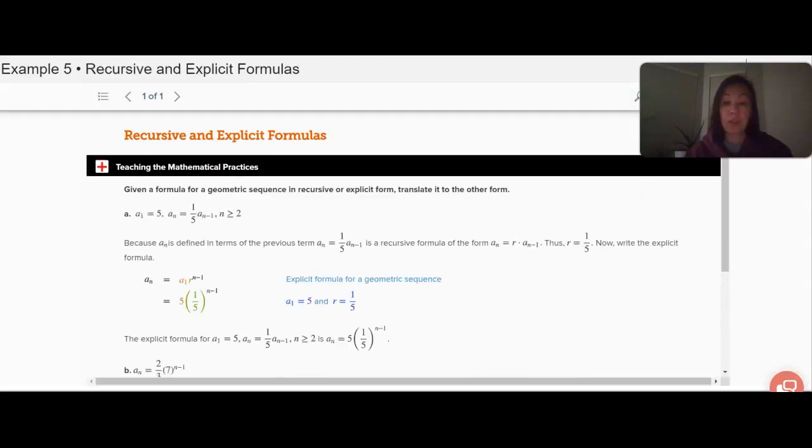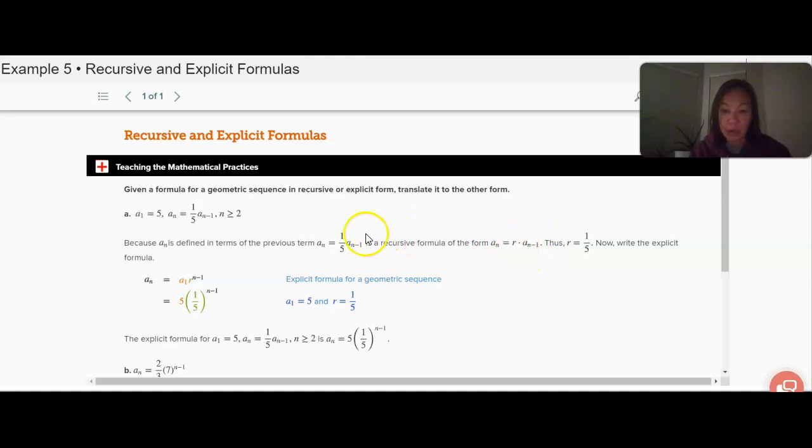Now, we said before that there are recursive and explicit formulas. The ones we just looked at are explicit formulas. And this right here, what we're given here, is a recursive formula. It's based on knowing the previous term, but we are given the first term. And here's our recursive formula.